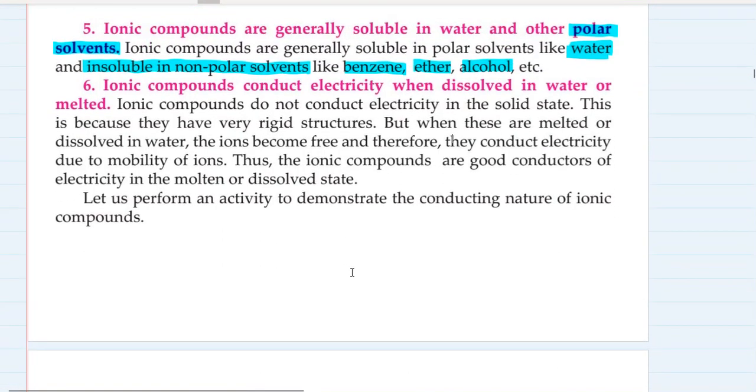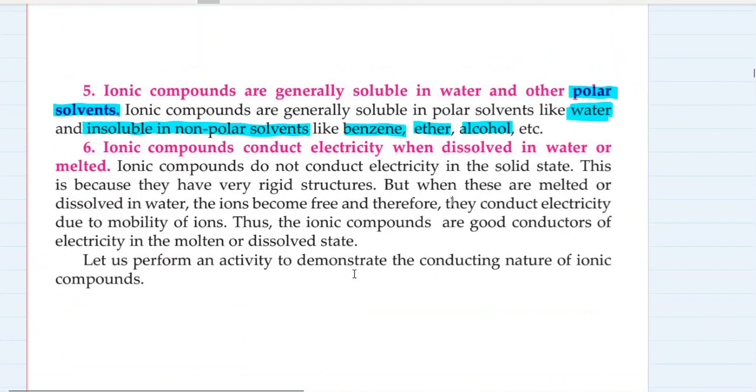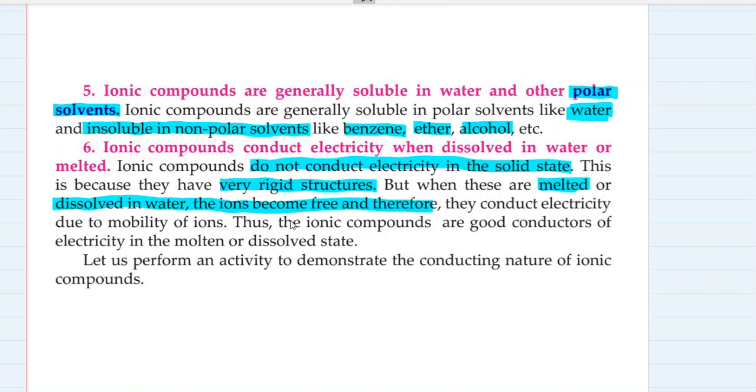Ionic compounds conduct electricity when dissolved in water or melted. They do not conduct electricity in the solid state, because in the solid state the ions are tightly packed with each other and attracted by each other. They have very rigid structures in the solid state, but when they are melted or dissolved in water, the ions become free from each other, and that's why they conduct electricity, due to mobility of ions. Remember this. Thus, ionic compounds are good conductors of electricity in the molten or dissolved state.